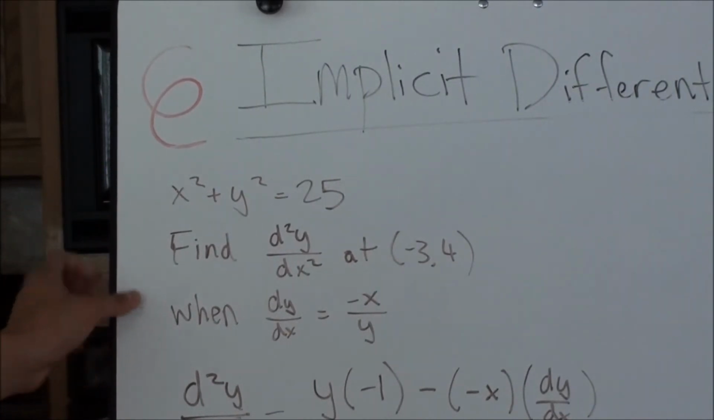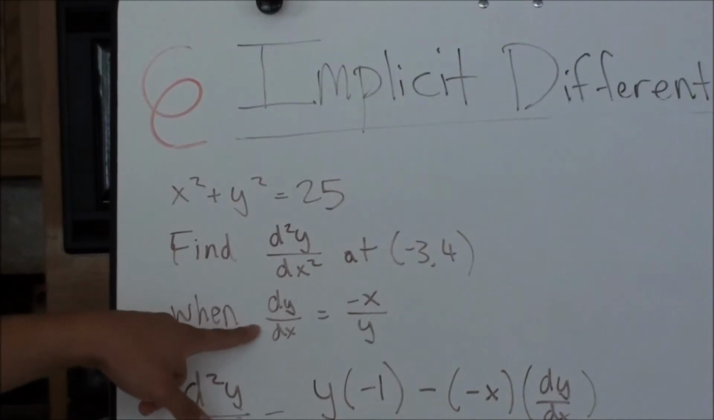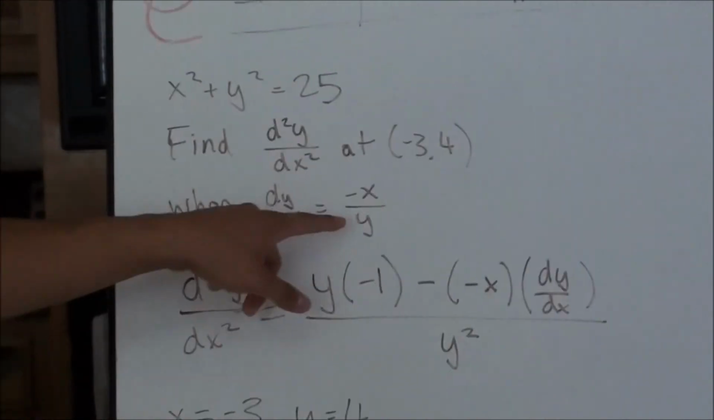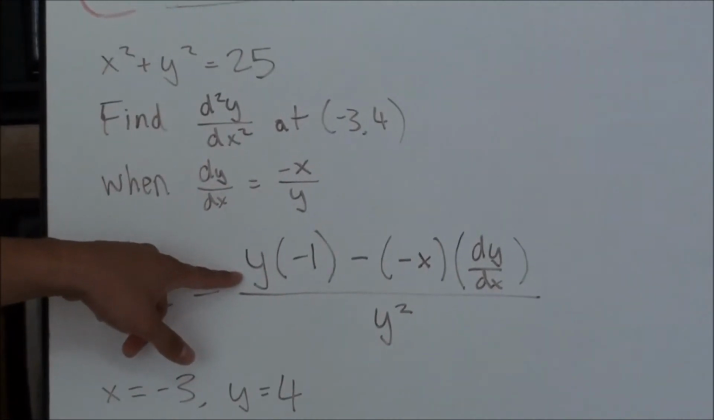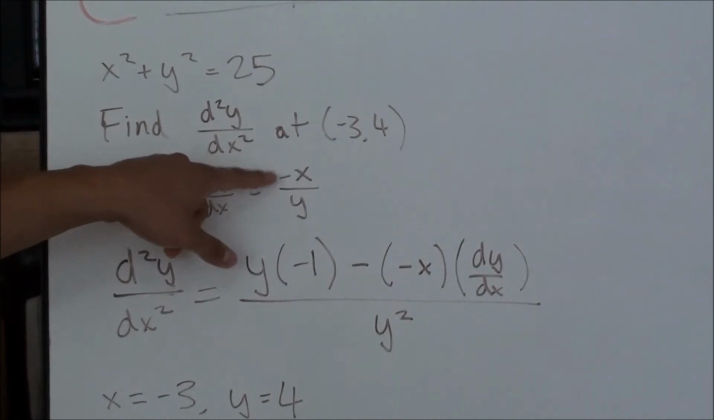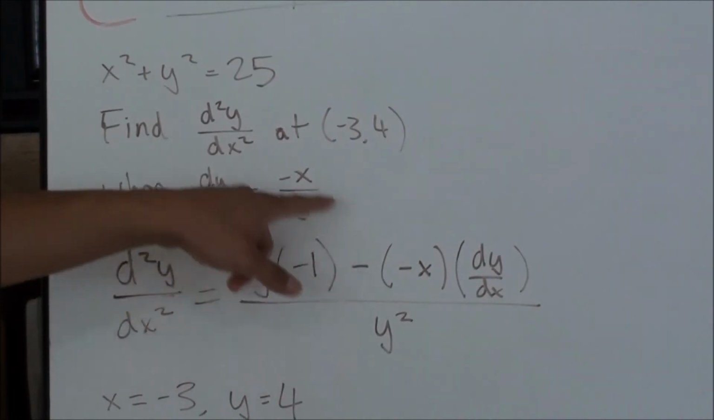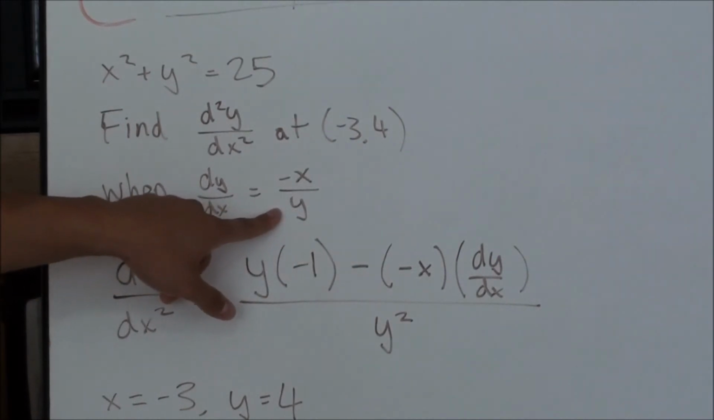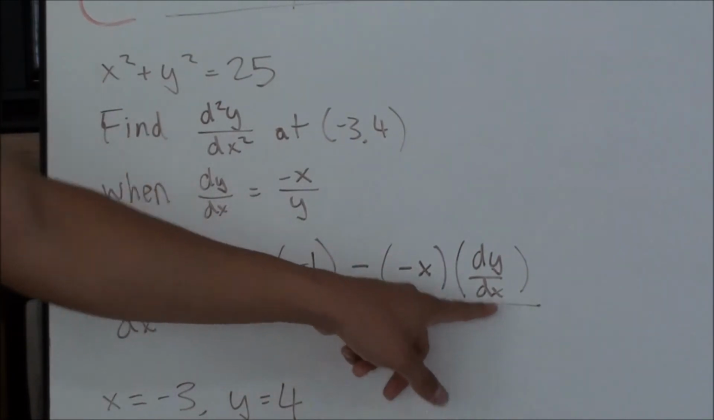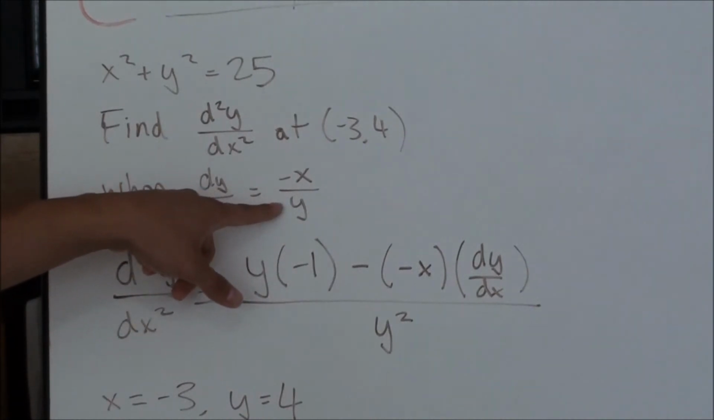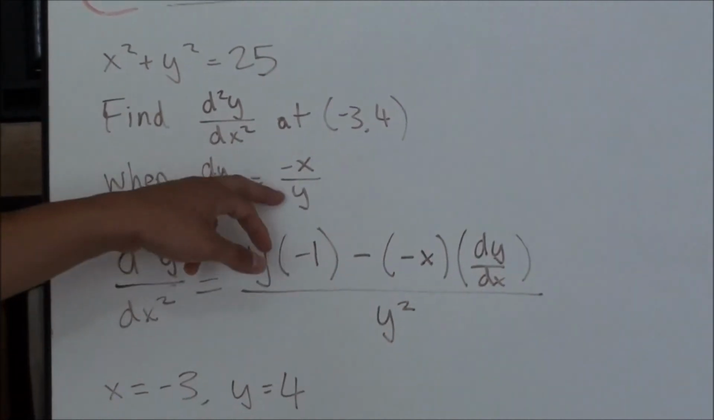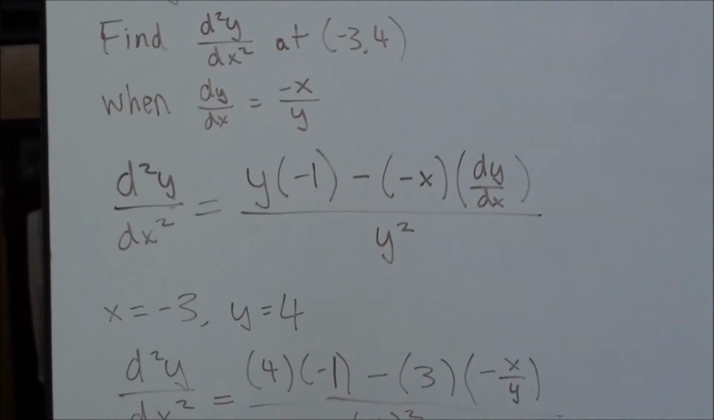So to find the second derivative, you take the derivative of the first derivative, which in this case you'd have to use the quotient rule for. So the quotient rule is the denominator times the derivative of the numerator, which is negative 1, minus the numerator, which is negative x, times the derivative of the denominator, which in this case would be dy/dx because you're differentiating y with respect to x. And then all of this divided by the denominator squared, which is y squared.